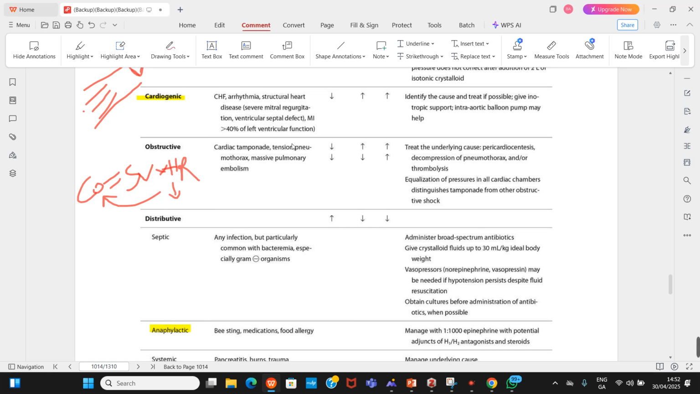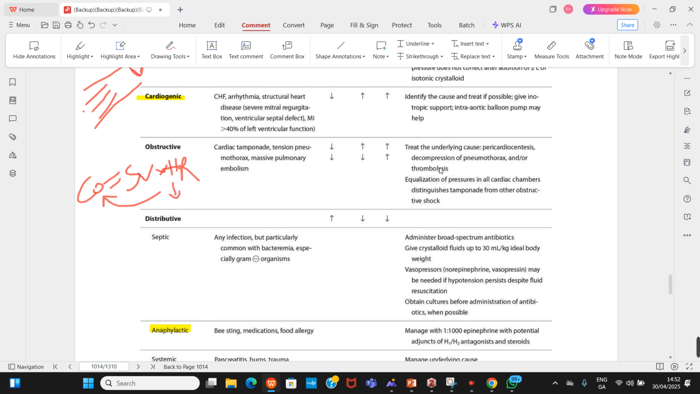Then for obstructive shock, you just want to treat the underlying cause: cardiac tamponade, pericardiocentesis; tension pneumothorax, needle decompression. Massive PE, go and do your what? So massive PE, what are we going to do for this patient now? Massive PE with obstructive shock, what are we doing? Anybody? We what? Our rescue, my people.